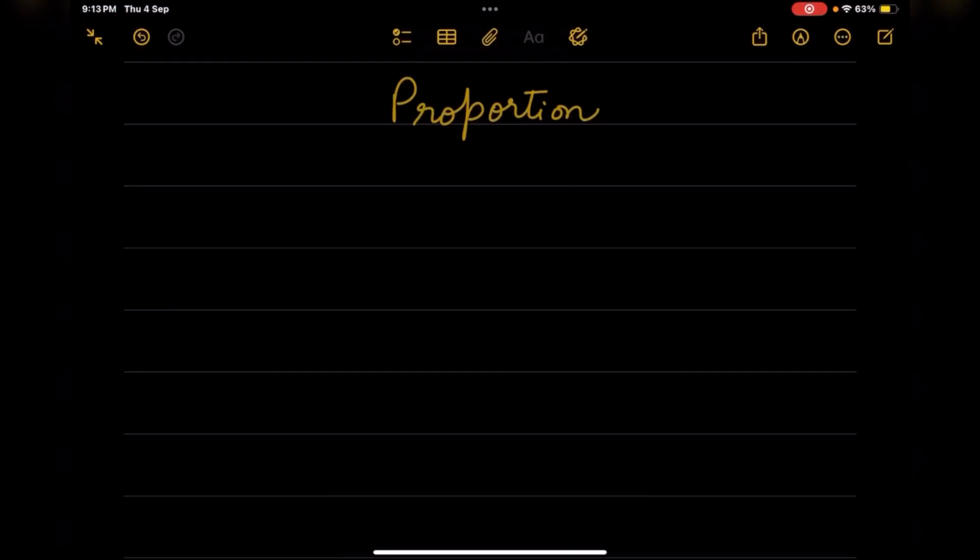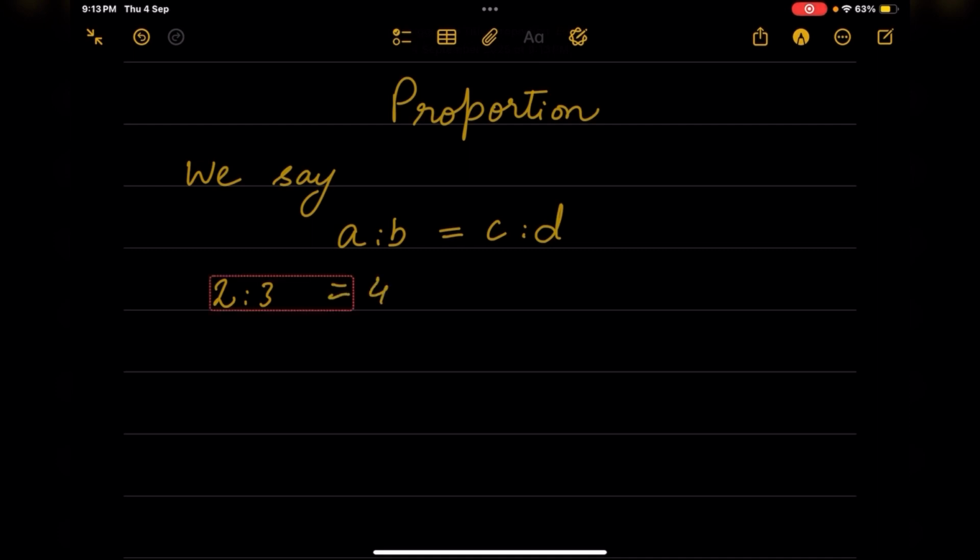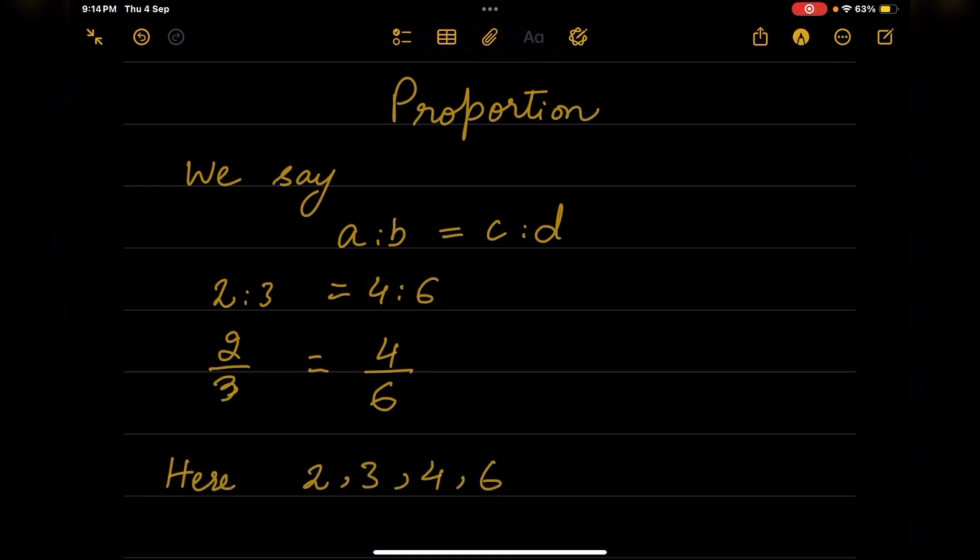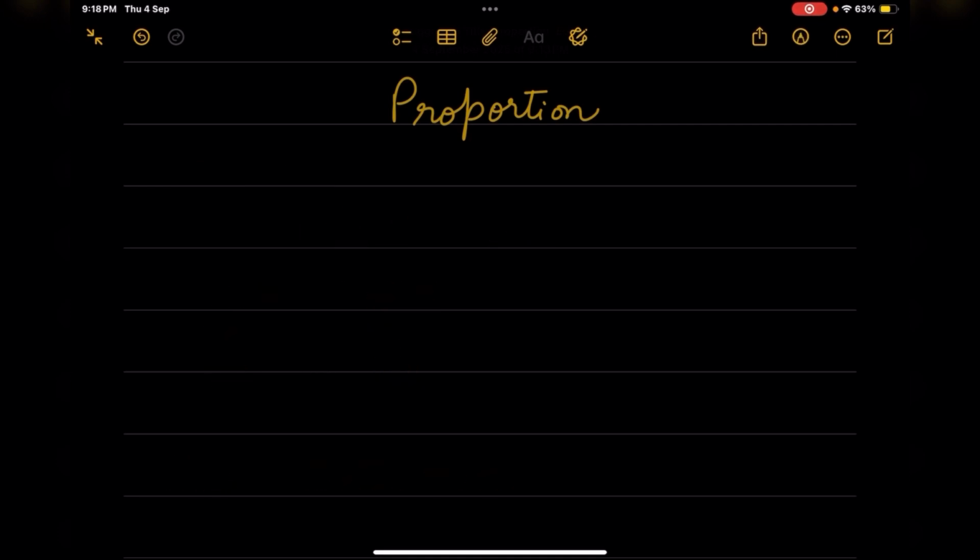Now to understand it more, we say A to B is equal to C to D when two ratios are equal. This is read as A is to B as C is to D. For example, 2 to 3 is equal to 4 to 6. It can be written as 2 over 3 is equal to 4 over 6. 2, 3, 4, 6 are in proportion.